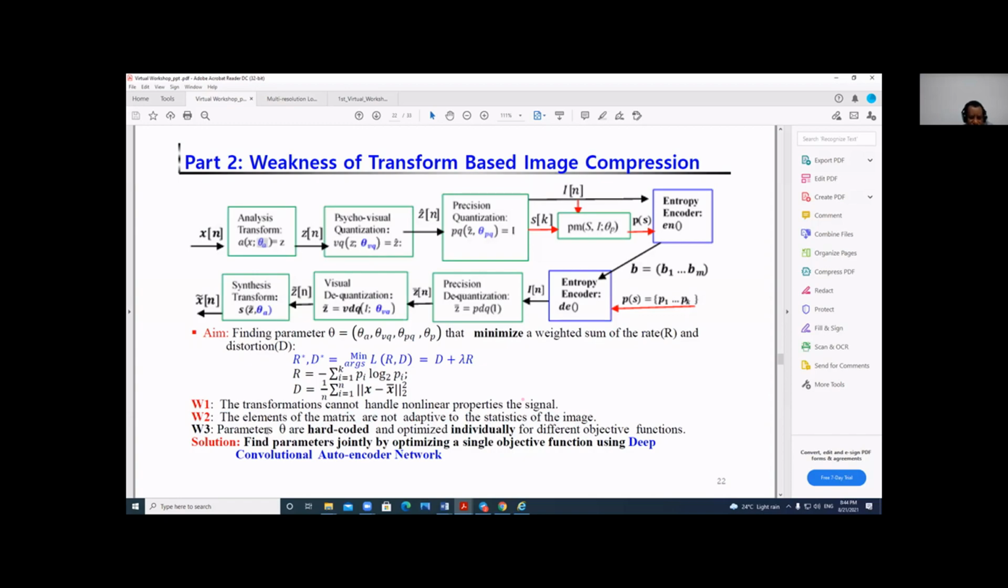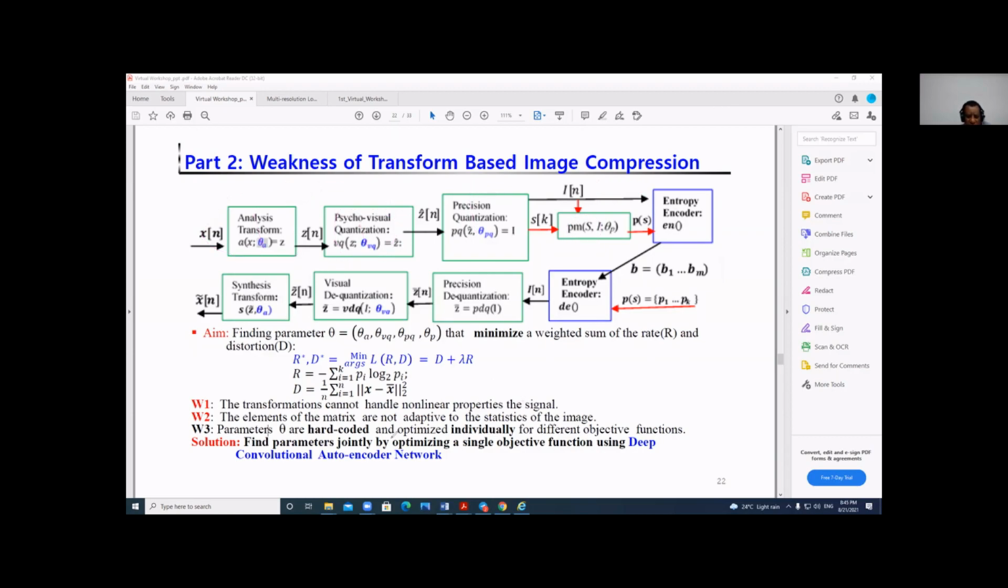The third weakness is that optimization will be done separately. In order to set up these matrices, the quantization table, the transformation table, and the probability distribution table, this will be objective function one, this will be objective function two, and this will be objective function three. Based on their influence on rate and quality, we optimize one by one separately, not jointly. Therefore, since they cannot coordinate together, overall performance may not be optimal.